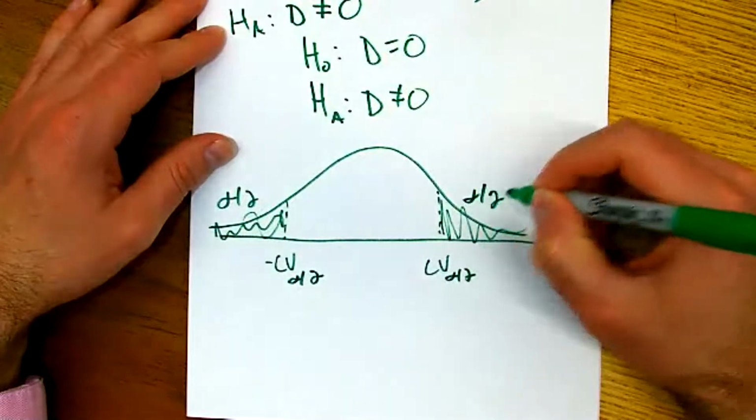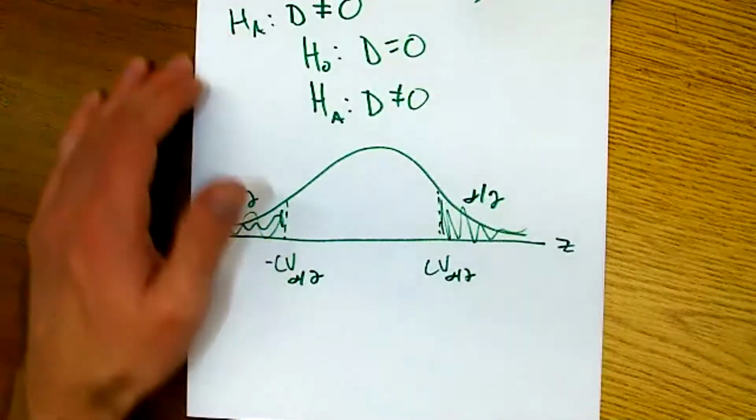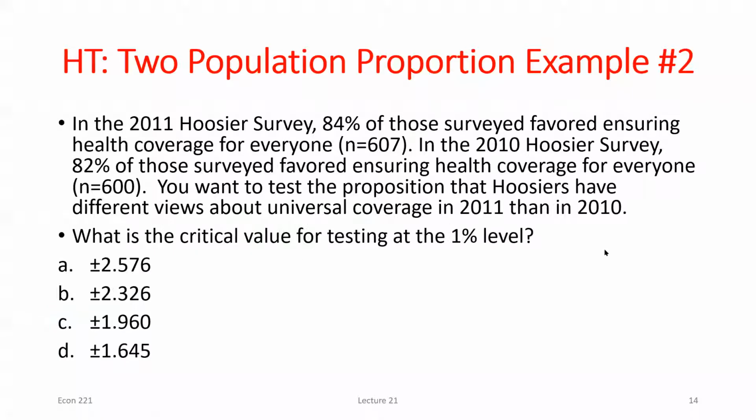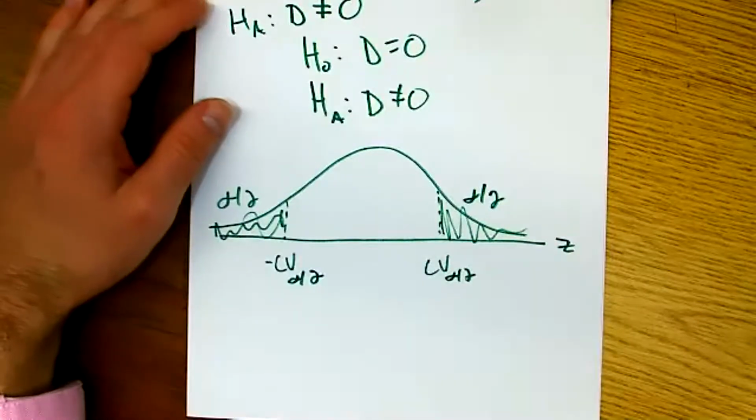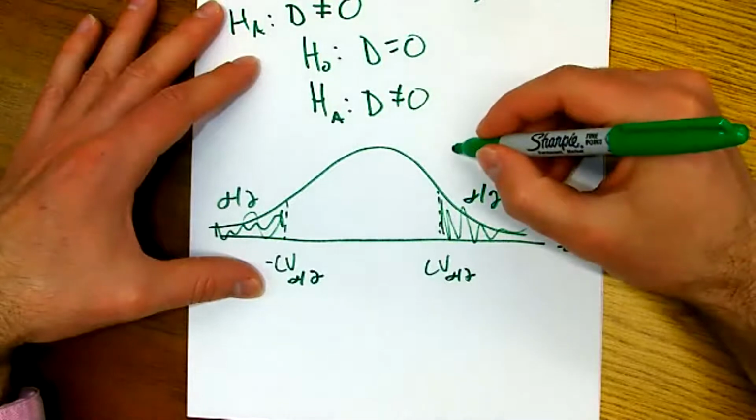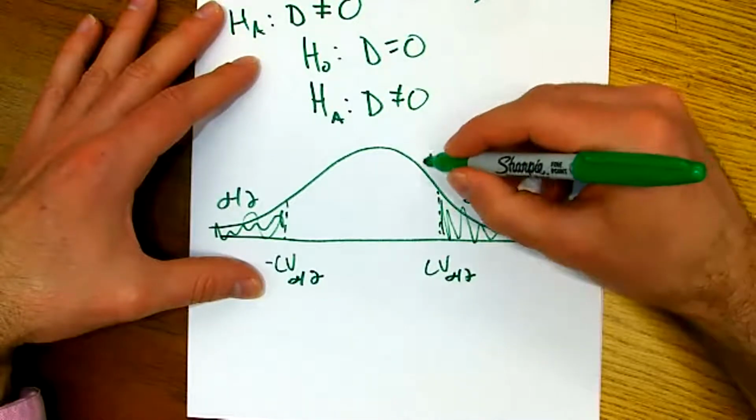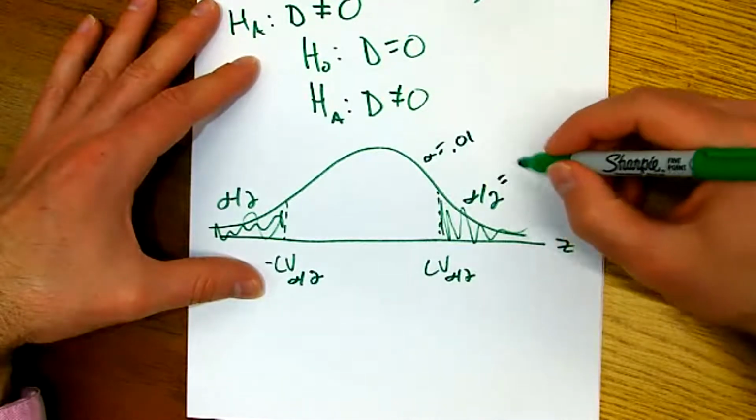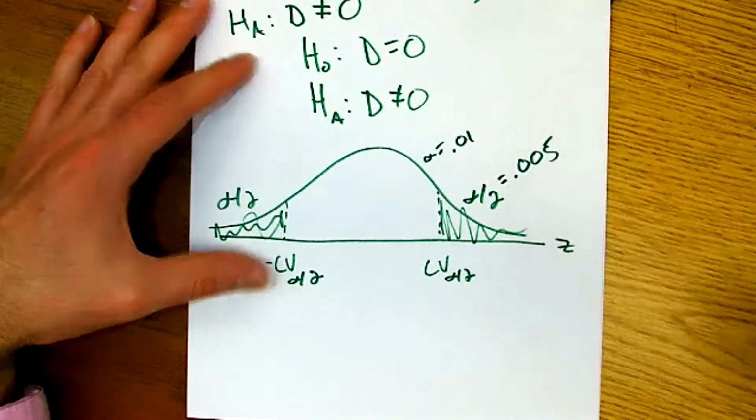So notice, I believe this is the 99% level. Yeah, the 1% significance level or 99% confidence level. We're going to have pairs of critical values. For the 99% confidence level, or the 1% significance level, alpha is 0.01. So alpha over 2 is 0.005.